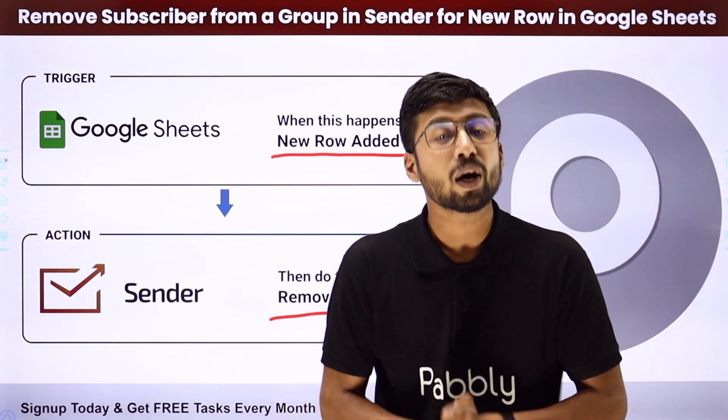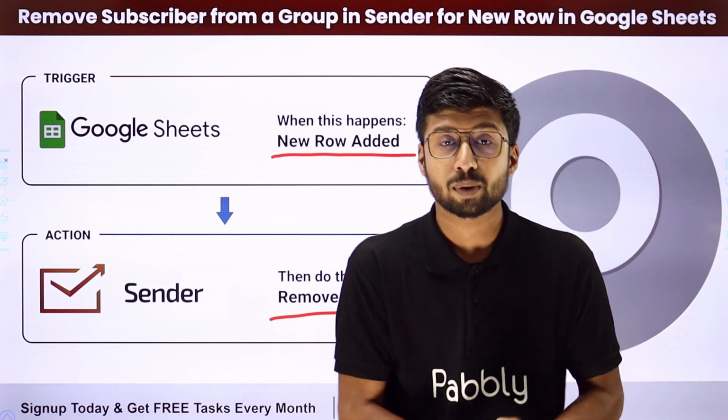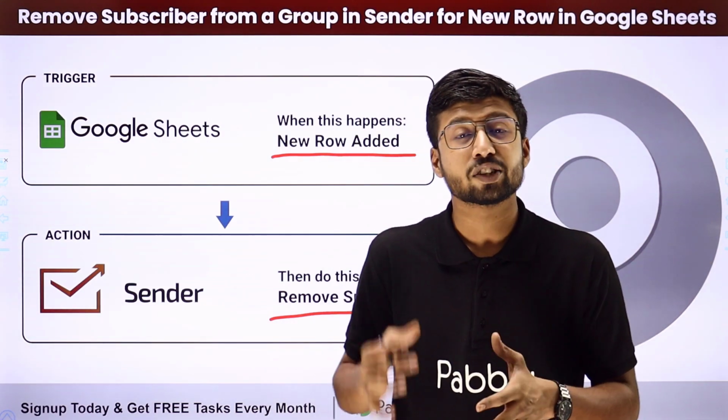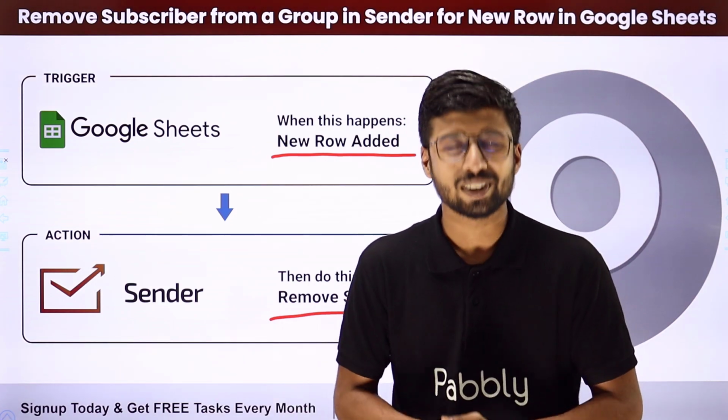Now, if you want to know how you can set up this automation in such a way that you enter the details of the subscriber in Google Sheet and that subscriber gets removed from your Sender account, you just have to come with me to my screen.